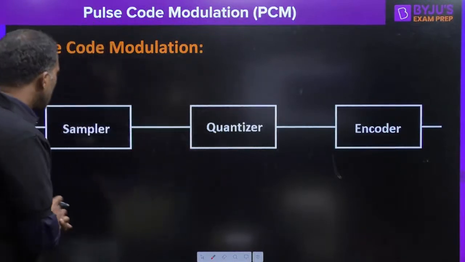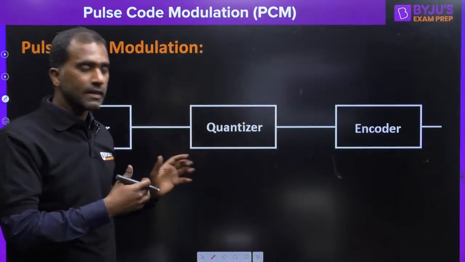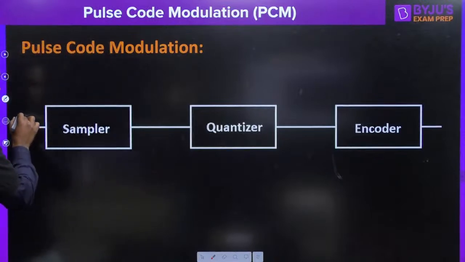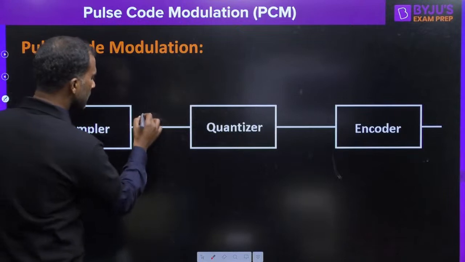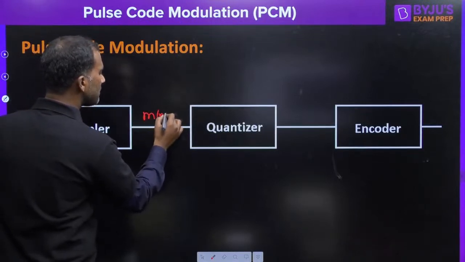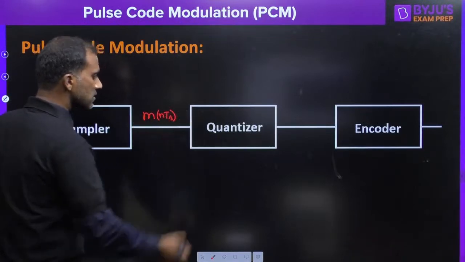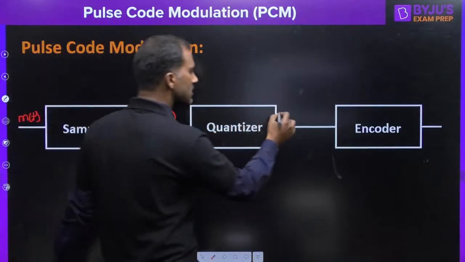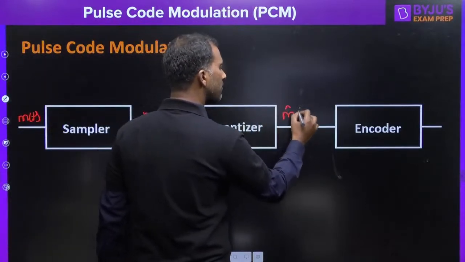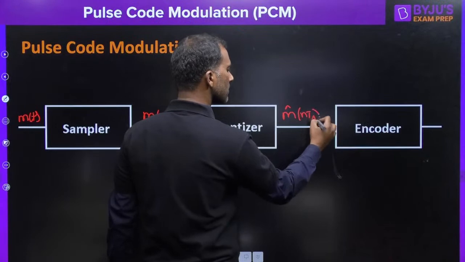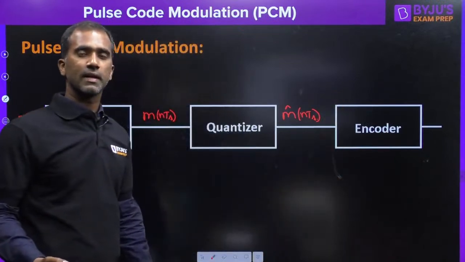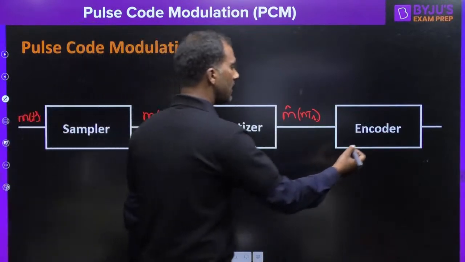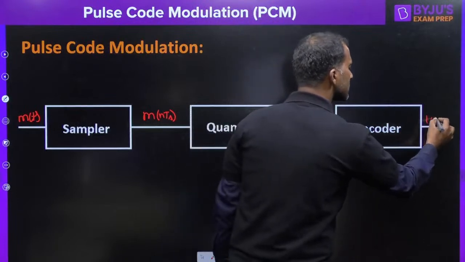Let me revise everything here. We have m of t here. Once you sample, you get the sampled version of m of t, which is m of nTs. And once you quantize, you get m cap of nTs. And after the encoder, we get bits.